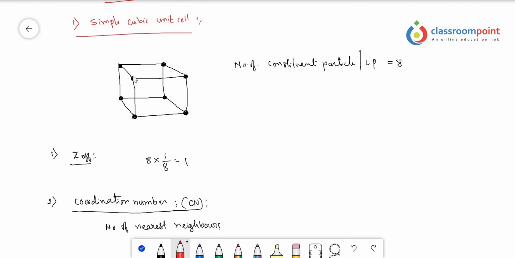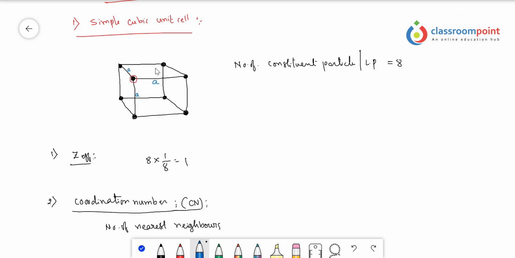See, I am considering this particular constant particle. Now, to this constant particle, how many atoms are very close to it? Let us try to see here. Let us imagine the edge length, the length of the edge is taken as A. From this particular constant particle to this one, the edge length is A. This side also the edge length is A and this side also the edge length is A.